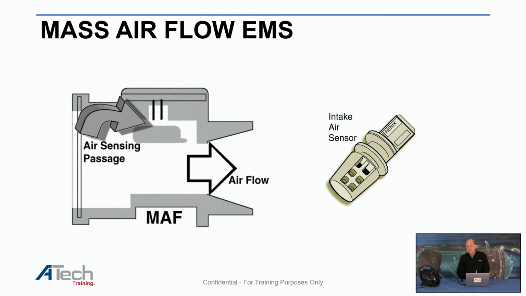Again, we have an air sensing passage, and depending on the mass airflow sensor you have, it could be a hot wire, it could be a film, or the old ones would be a vane airflow, but they would actually be able to tell you the airflow going through the car. Now, we don't need a lot of correction on this because of the heat and the process, but this is a real good idea of the setup.